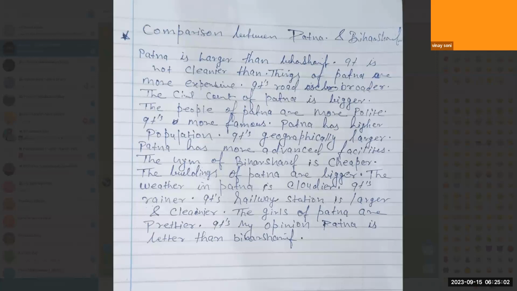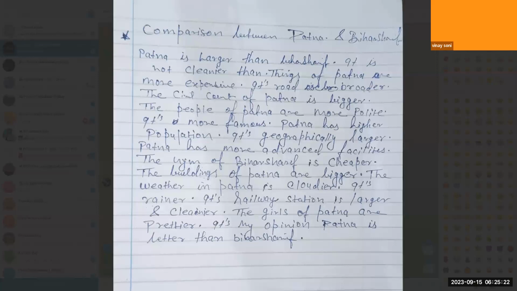The buildings of Patna, instead of saying of, he should say in all these cases. The buildings in Patna are bigger. The weather in Patna is cloudier. It's rainier. I don't agree.